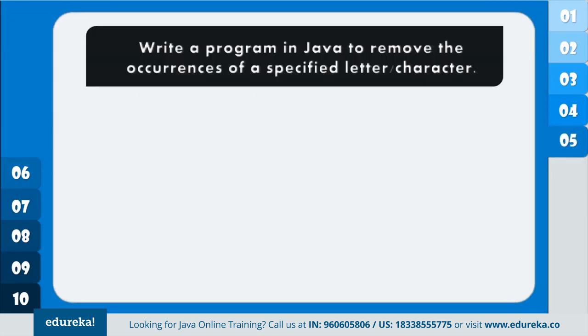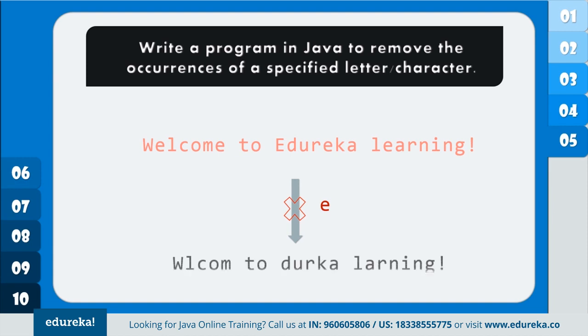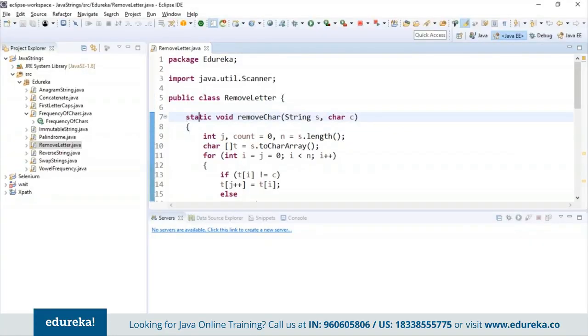It says to write a program in Java to remove the occurrences of a specified letter or character. So in the given statement, say I want to remove the specified character E. How will I do that? Let's see that with the help of a code. I have used the removeChar method and passed parameters as string s and char c. And I have initialized the count to 0.